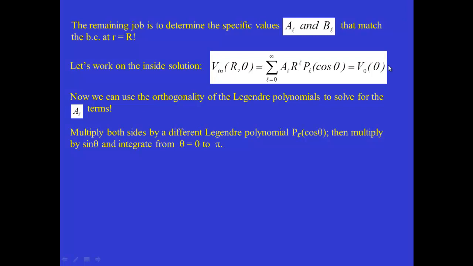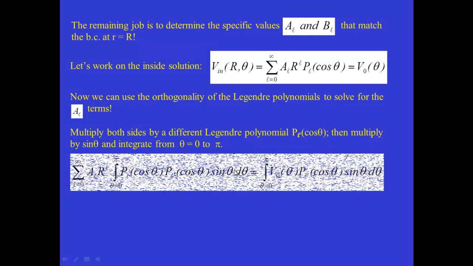We multiply both sides of this equation by a different Legendre polynomial that we'll call P sub L prime. Then we'll multiply by sine theta and integrate both sides from theta equals 0 to pi. Okay, so here it is. We take this equation here, we multiply by P sub L prime, we multiply by sine theta d theta, and then we integrate. And here's what you get.